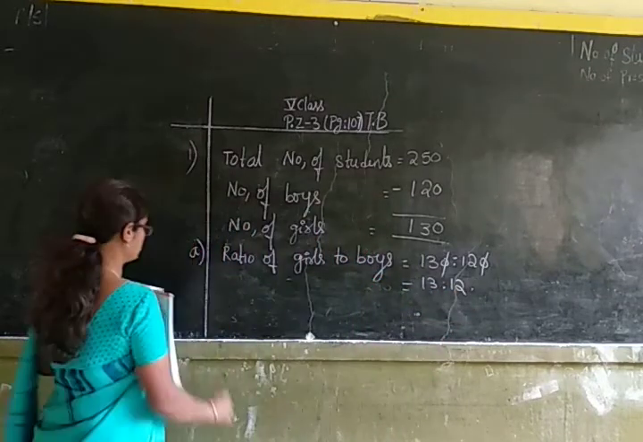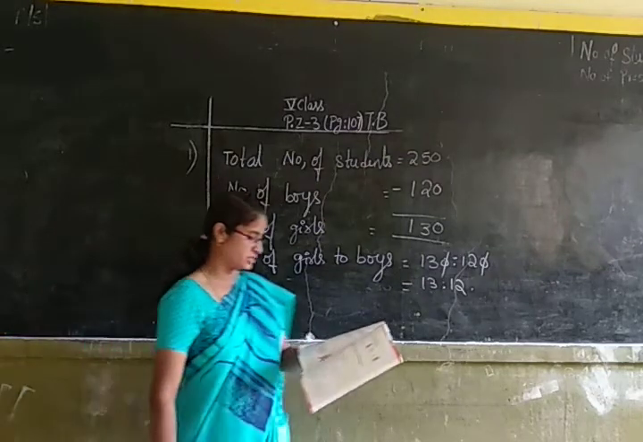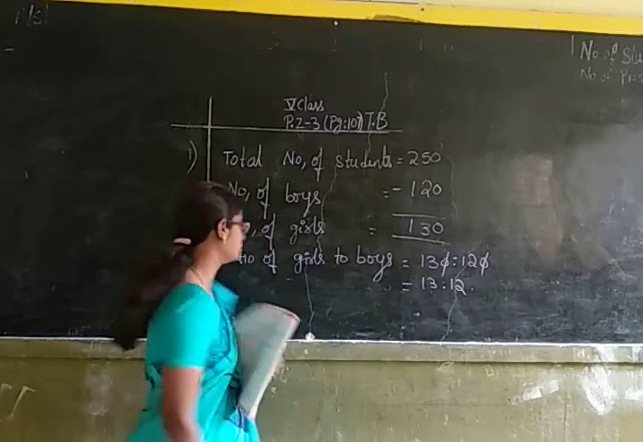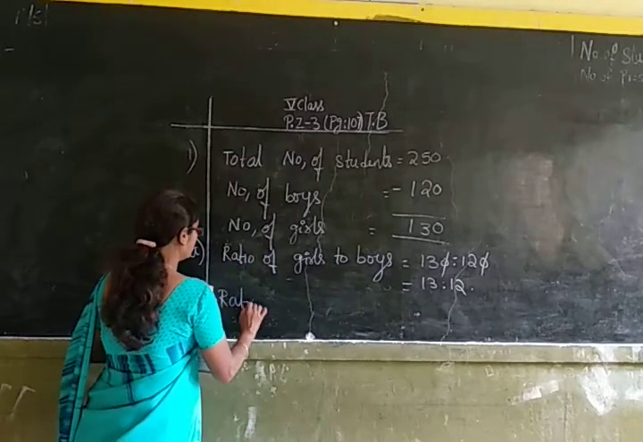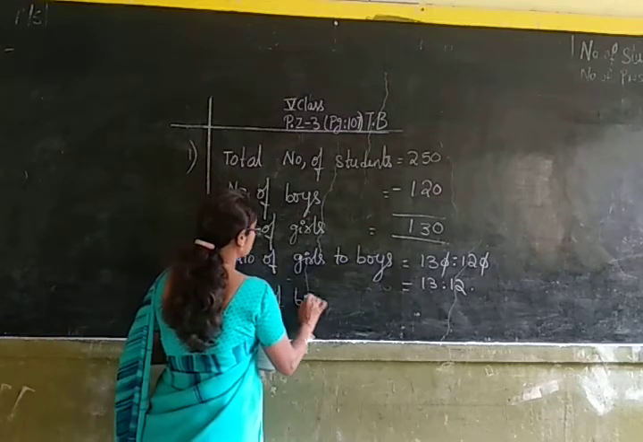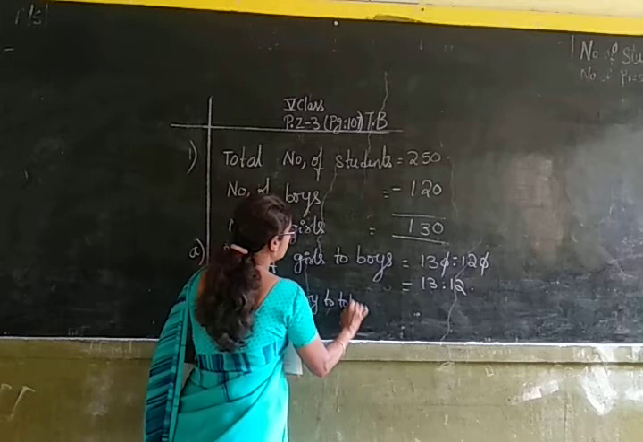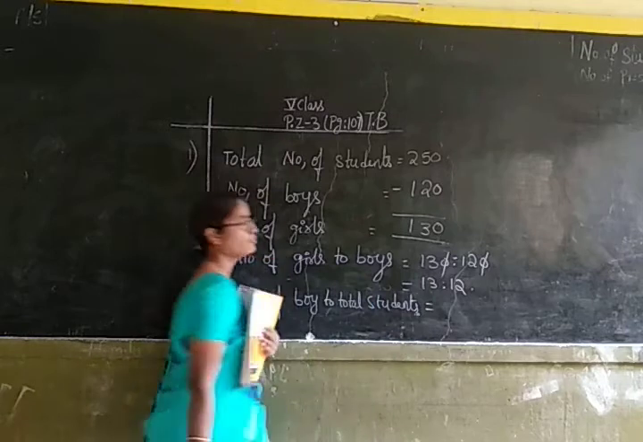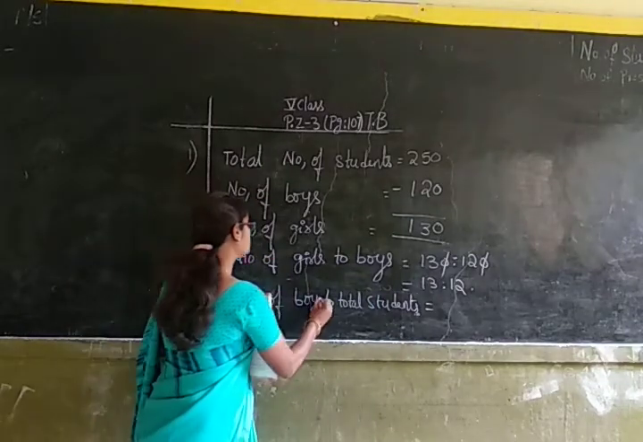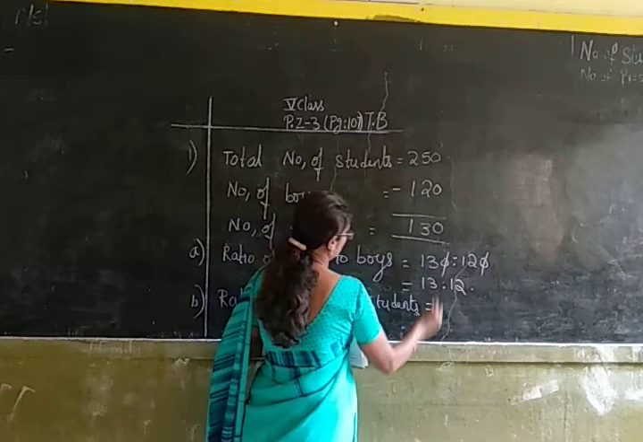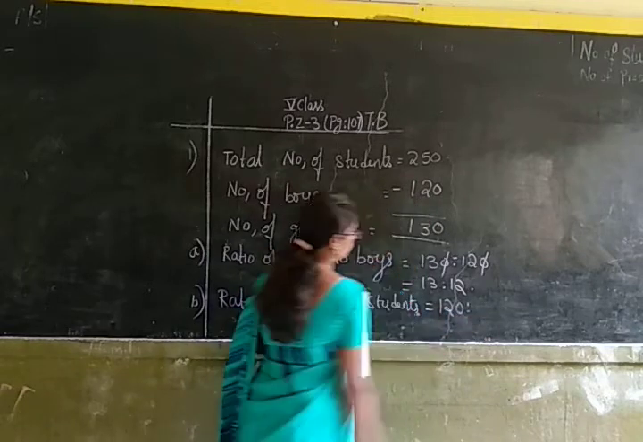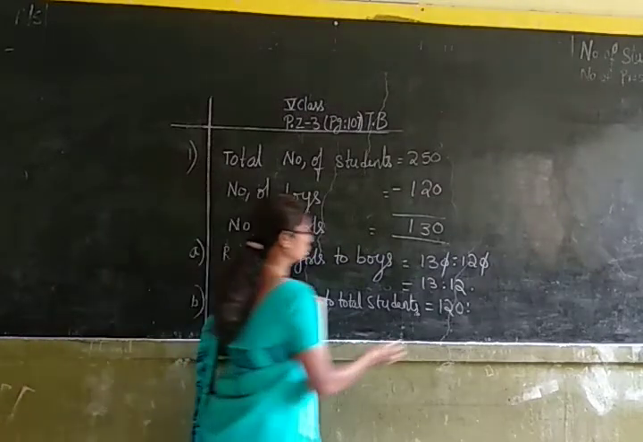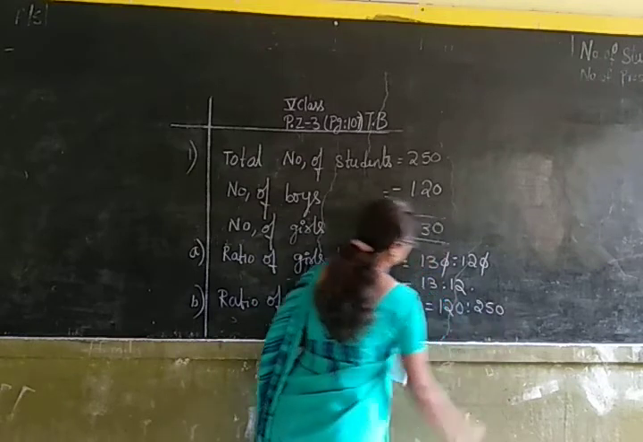Now let us do the B question. What is the B question? Number of boys to the total number of students. We have to find the ratio of boys to total students. How many boys are there? There are 120 boys. And what is the total strength? The total strength is 250. So 120 is to 250.